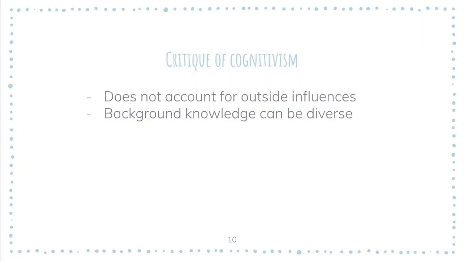Scholars critique cognitive approaches, suggesting they do not account for outside influences. Some of those that we've studied would be SES, race, and gender. Additionally, students' background knowledge can be diverse, so that makes the task of activating background knowledge difficult, and sometimes it excludes minority and diverse background students.